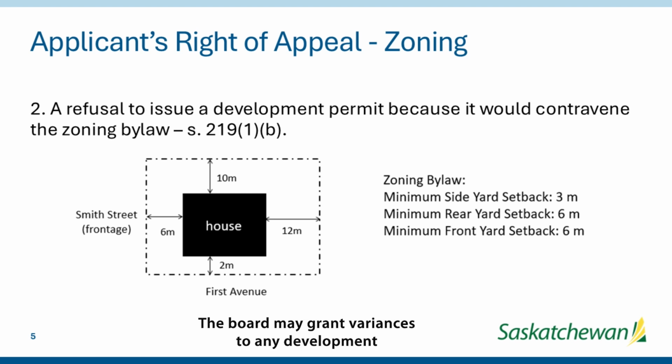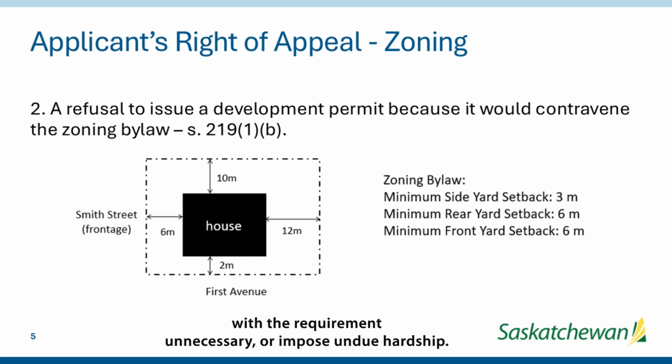The board may grant variances to any development standard with a special circumstance that would make complying with the requirement unnecessary or impose undue hardship. For the board's consideration, let's say that the applicant supplies evidence that a natural gas line prevents them from moving the house over to meet the minimum 3-meter requirement. The board may consider whether this constitutes a special circumstance and whether they will grant a variance to the setback.